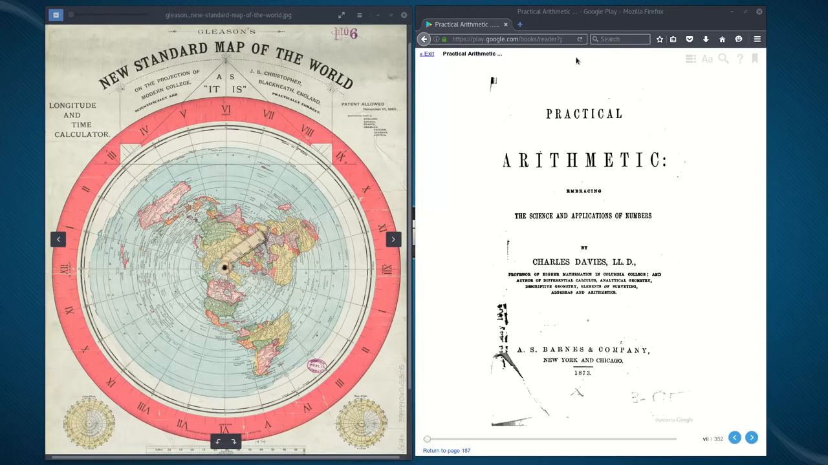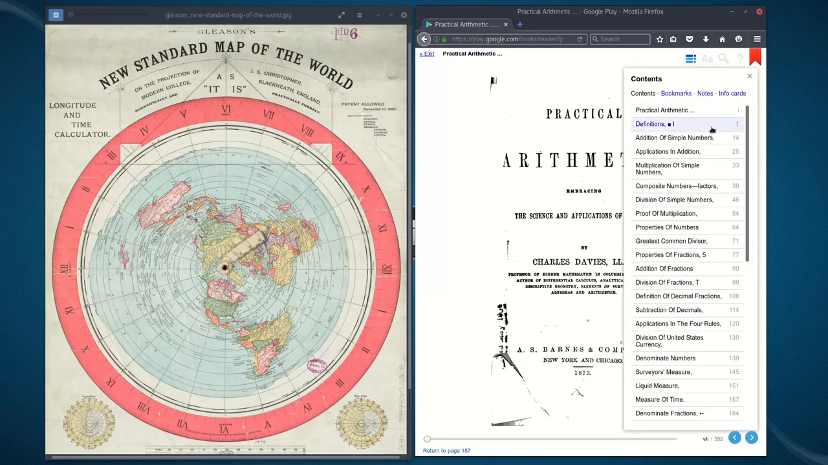So next we're going to be looking at the longitude and time portion of it here. And I found this book called Practical Arithmetic. Highly recommend you guys download this and read it. Very, very good. But there is a section in it, and this thing was published in 1873, and it was put in the New York Public Library in 1904.